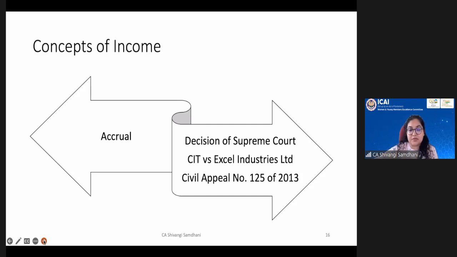Assessing officer was of a different view. He was of the view that in year one only, Excel Industry is required to pay tax on the export incentive. Now, what Supreme Court said? Supreme Court laid down 3 tests. Supreme Court said that first, what is to be considered is that only real income can be brought to tax, not hypothetical income.